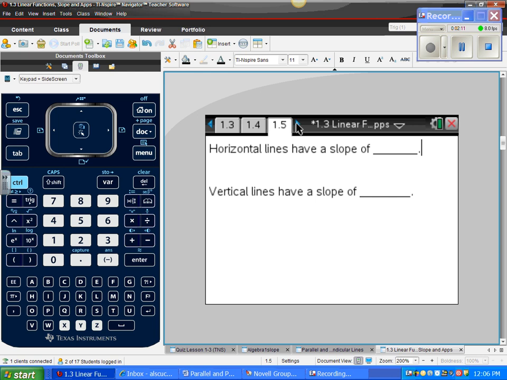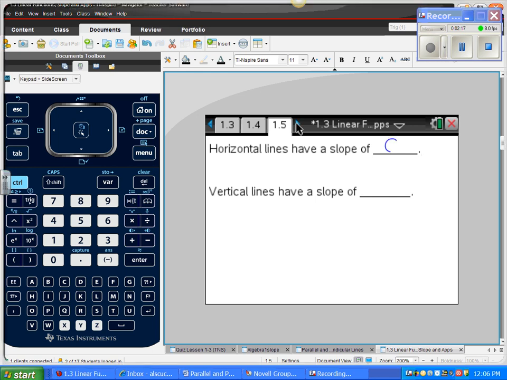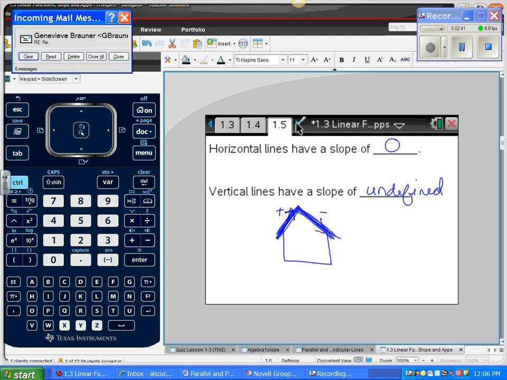All right, so horizontal lines have a slope of 0. Vertical lines have a slope of undefined. Okay, so back in junior high, you guys probably built a slope house. I think maybe I even did it with you guys a couple of years ago. All right, this is your positive slope going up the roof, negative slope going down. This is 0, or like ground 0, and then this is undefined or no slope.